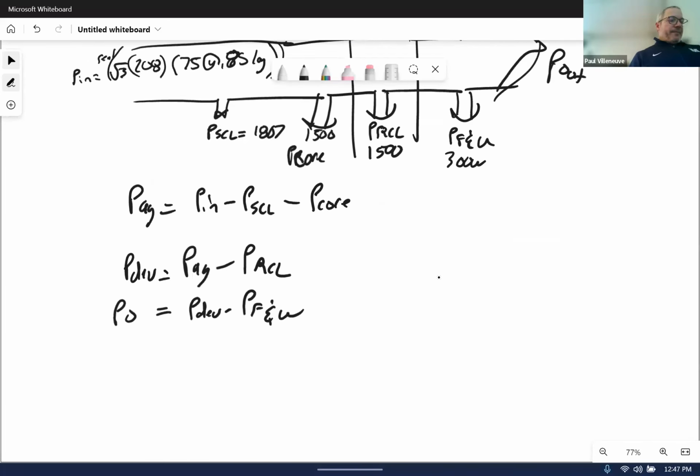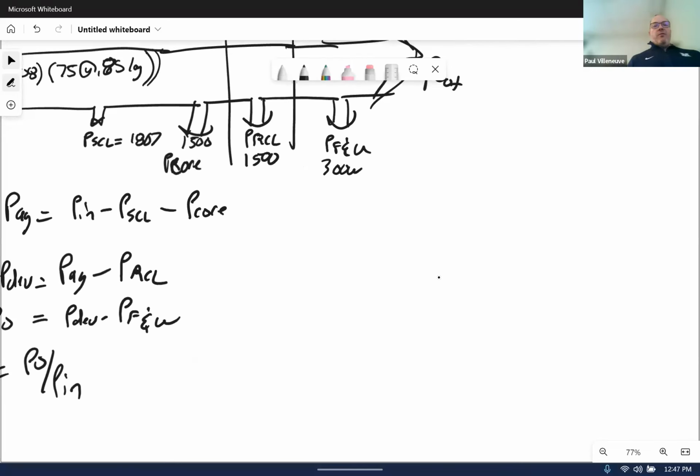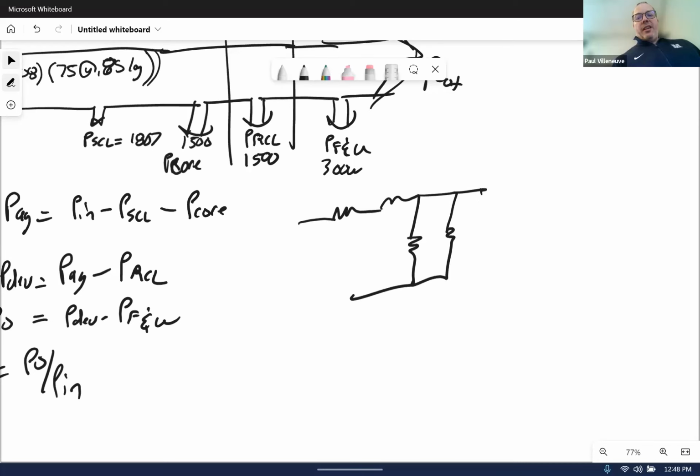And then the last thing for this problem is efficiency, just P out over P in. Some of the students really struggled with this problem, and I'm not sure how to present it differently so that it makes more sense. When we did these problems in class, I always suggested go ahead and do your power flow diagram. Take your P in and start subtracting out your power. If you're not sure where they go, and if you're better with circuit analysis, do your equivalent circuit diagram.